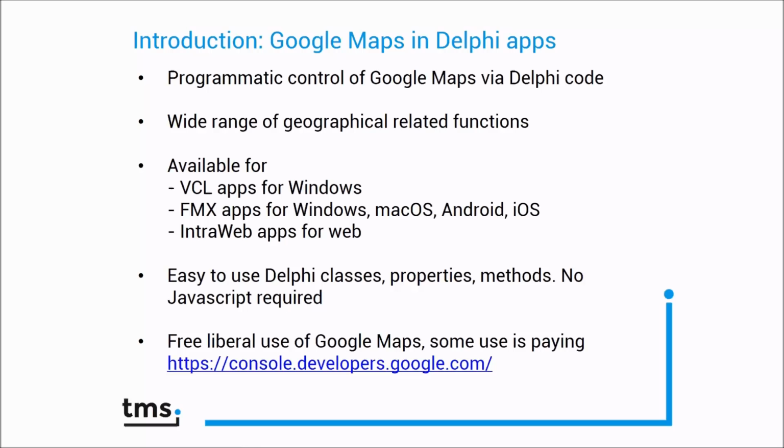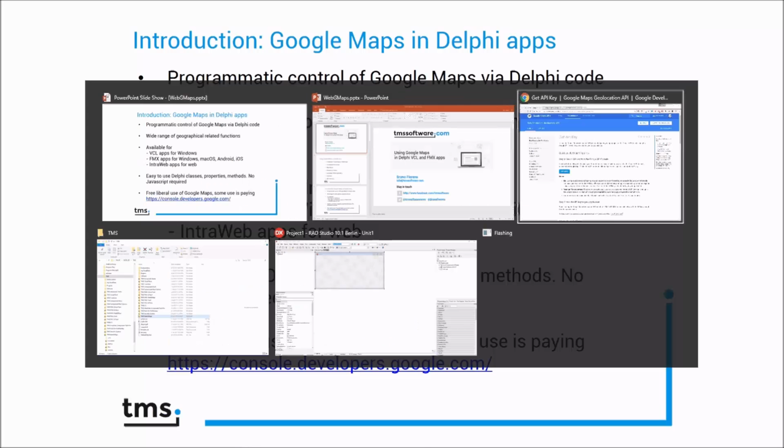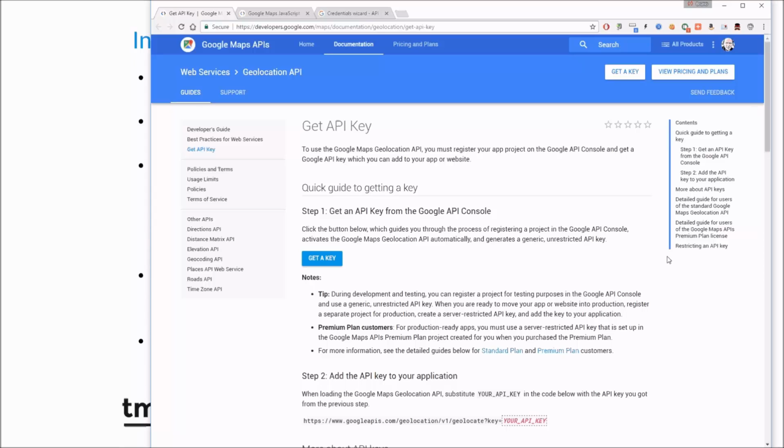The Google Mapping API has a fairly liberal free use, and you need a key. Whether you use it for free or not, you need a key to use the Google Mapping functionality. We can have a look here to see where you can get this key. So on this page on the Google website, you can find the place where you can get an API key.